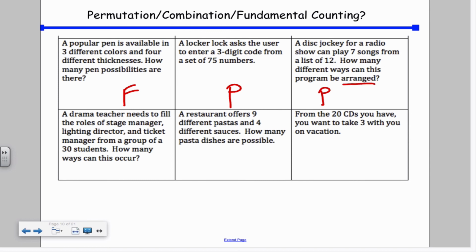Note on this one that we're talking about the ways that the songs can be arranged. So that's an order. So the order of the songs matters. That's a permutation. Here's a permutation also, because we're looking for specific roles out of the group of 30 students.